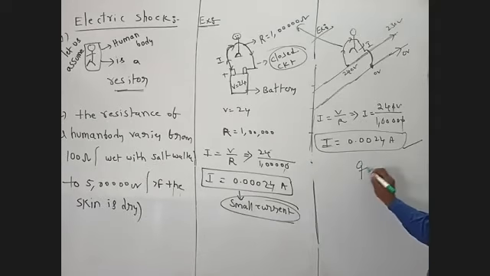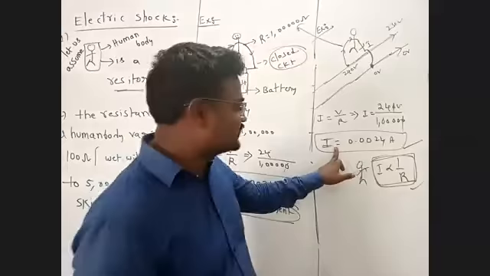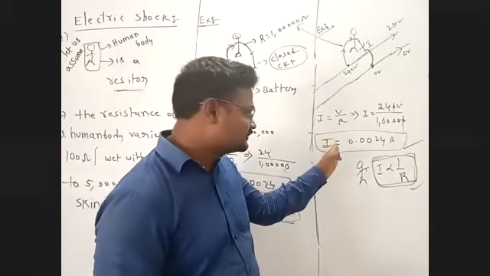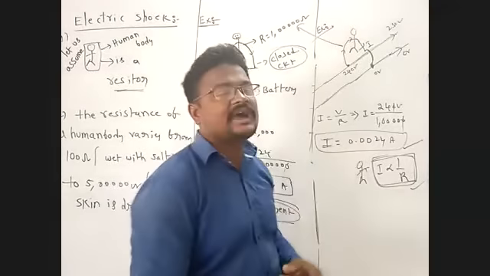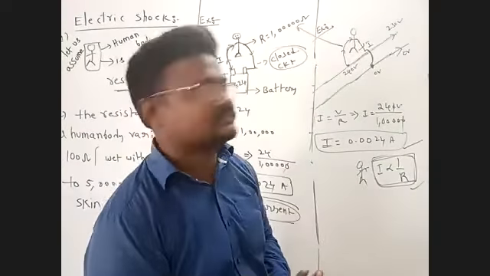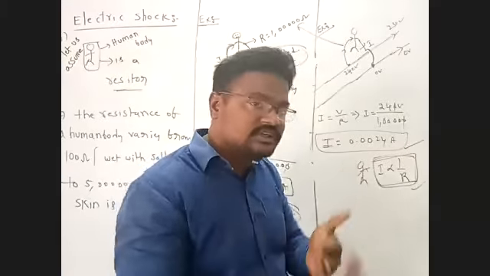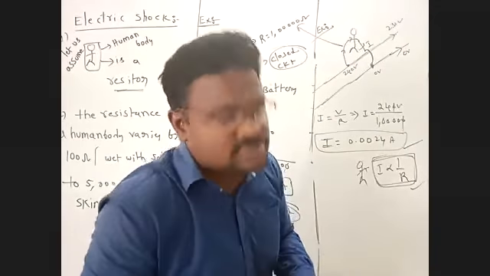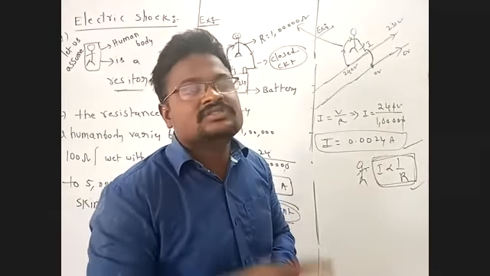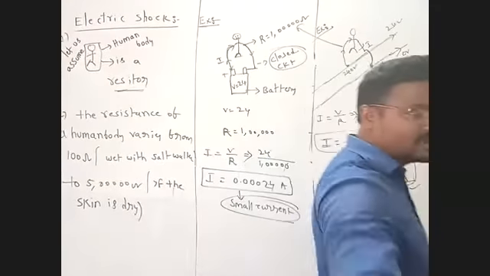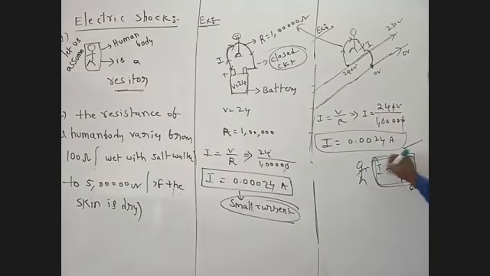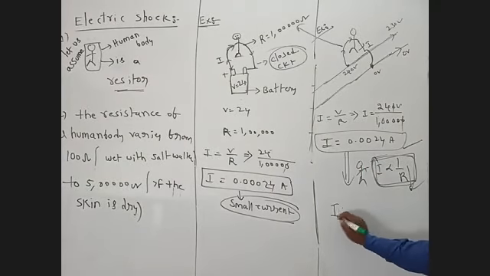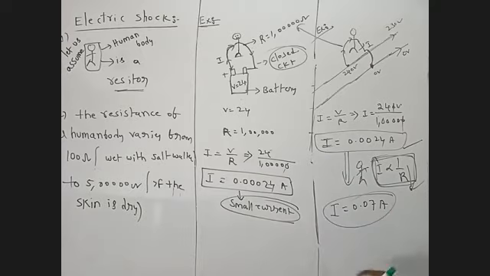If this current continuously passes, it will damage more tissues. That's why the resistance of the human body decreases. Resistance decreases means current flow increases. It reaches I is equal to 0.07 amperes, which is very dangerous.